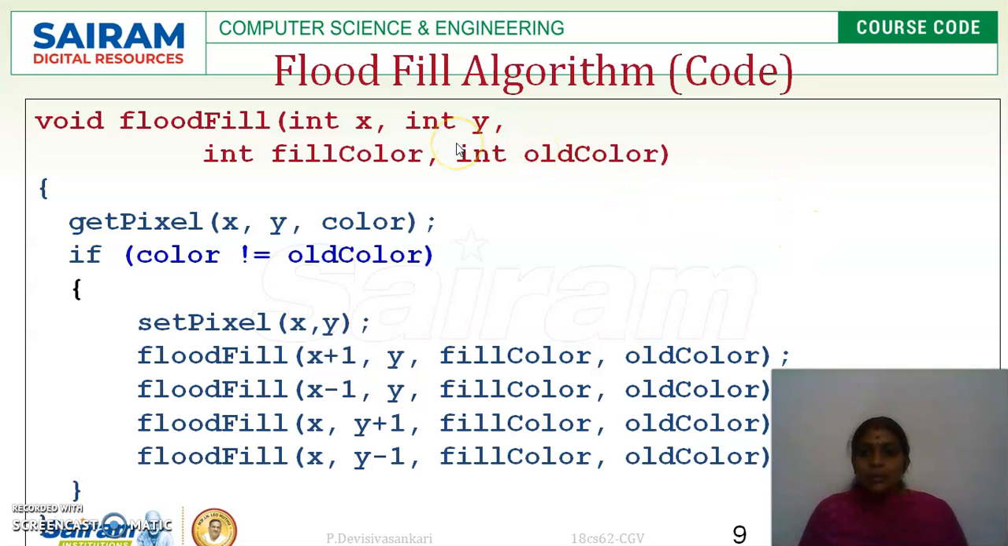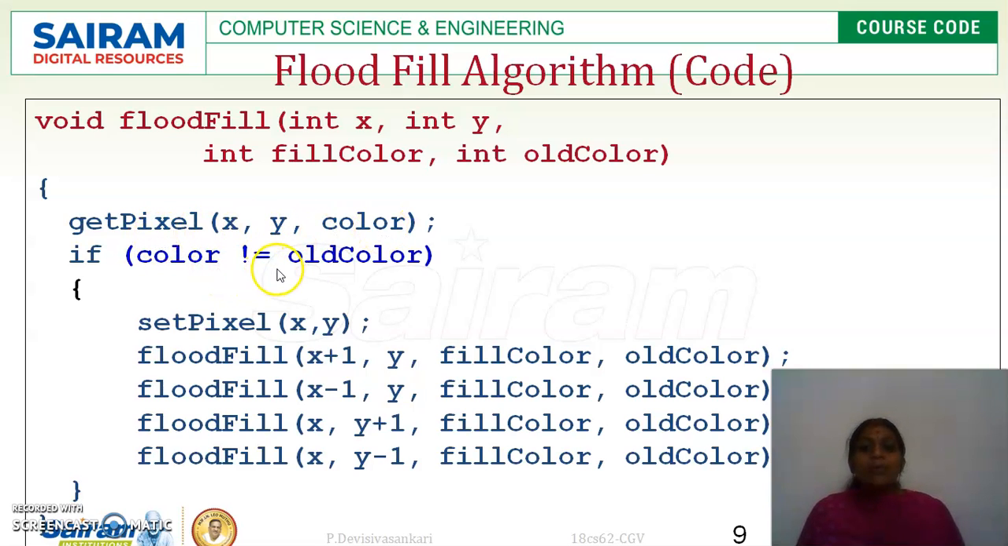For the flood fill algorithm, we use the function called void flood fill, with the attributes x and y, fill color and old color. The old color is used because there is a choice of having multiple colors, so we have to retain the old color values. Here also the first step is to find the interior point. How do we get it? By using getpixel, we get the interior point along with its color.